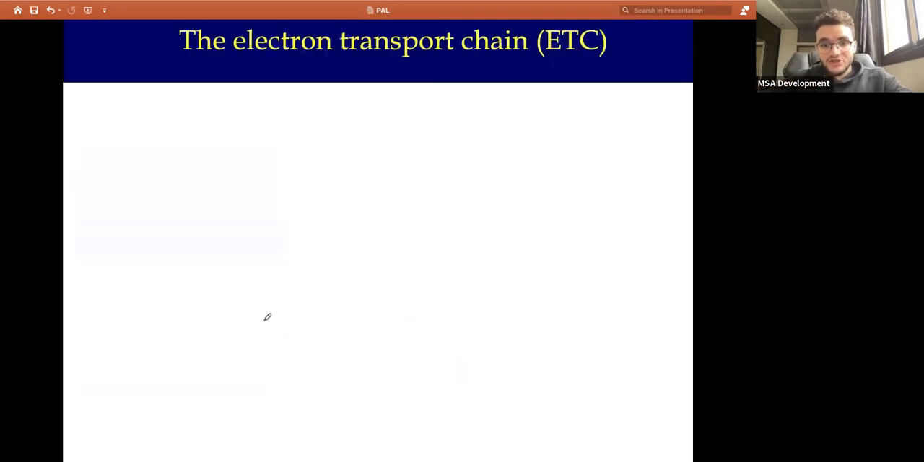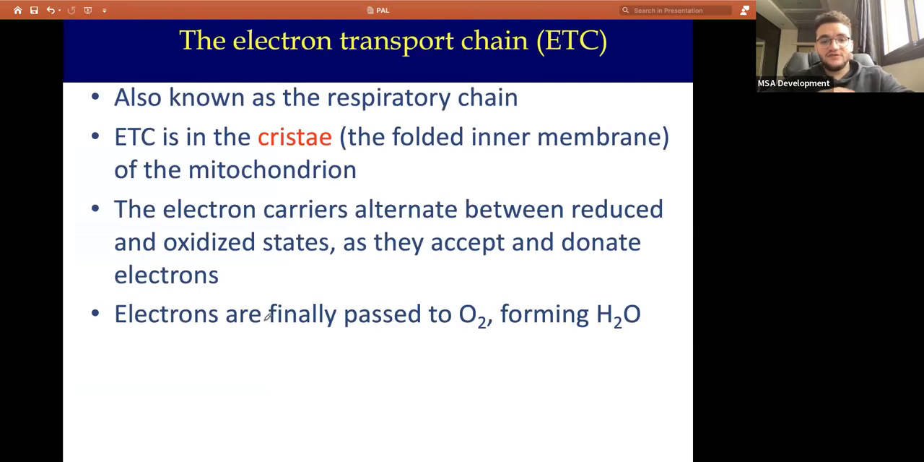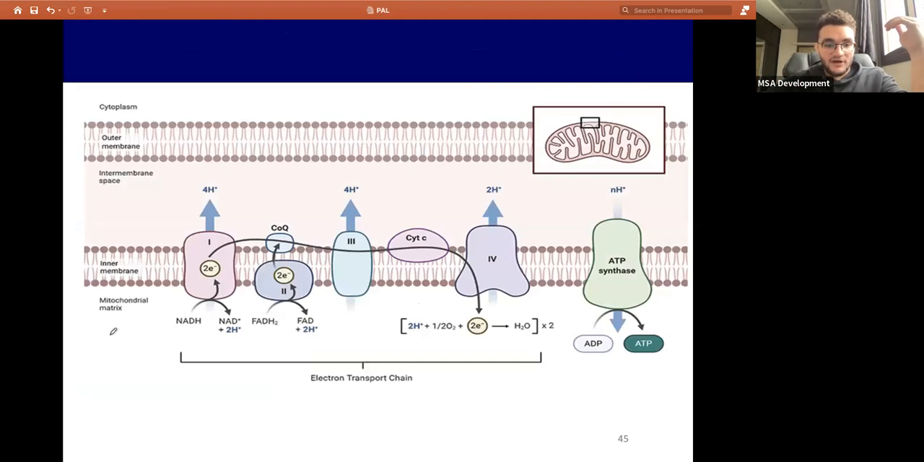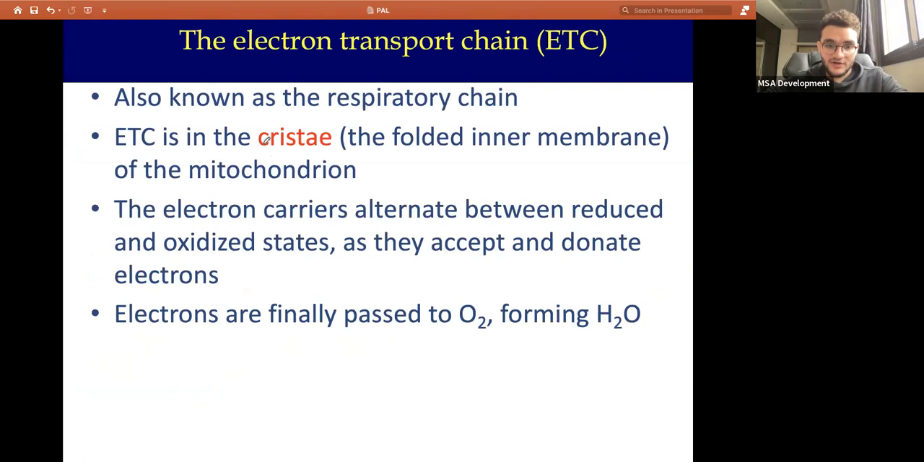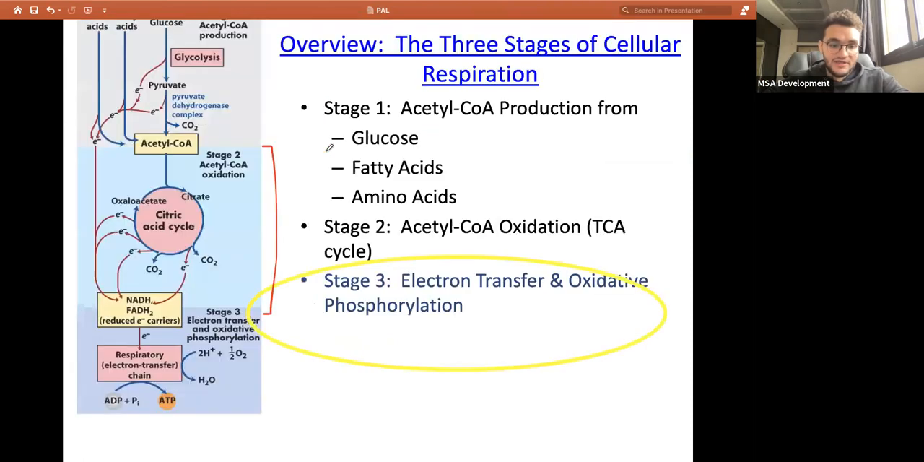So for the electron transport chain, first things first, we said that the TCA cycle occurs in the mitochondrial matrix. However, the electron transport chain occurs at the membrane of the mitochondria, specifically at the inner membrane, which is called the cristae, or the folded inner membrane. So we said that NADH and FADH2 go to the electron transport chain and start to produce ATP.